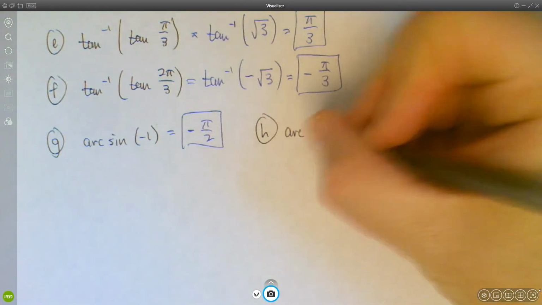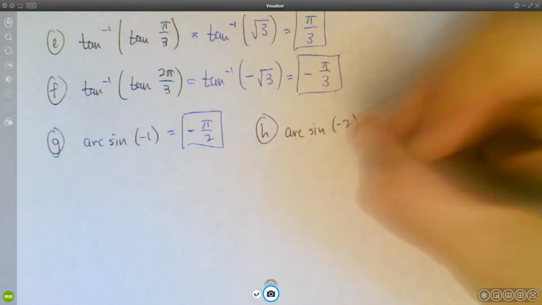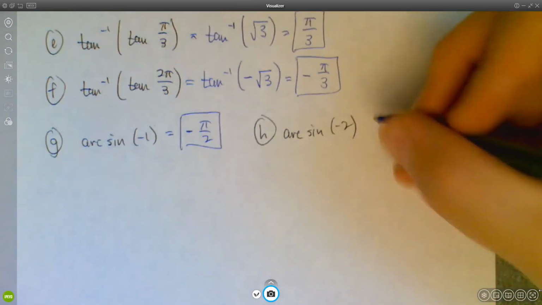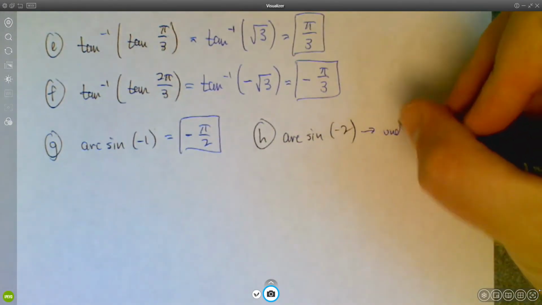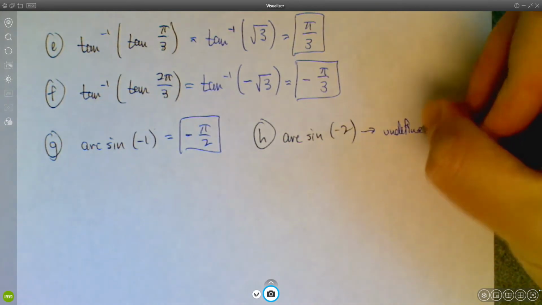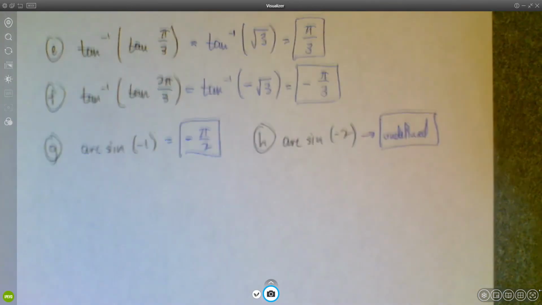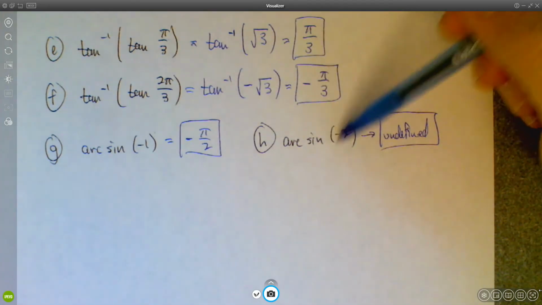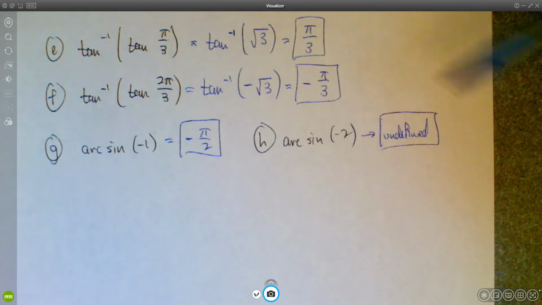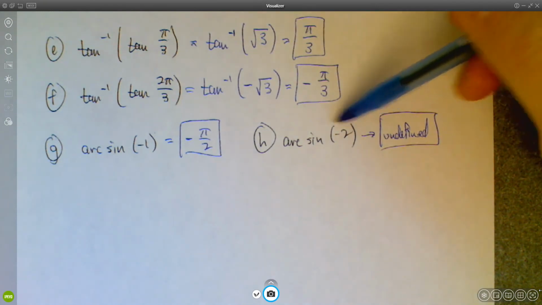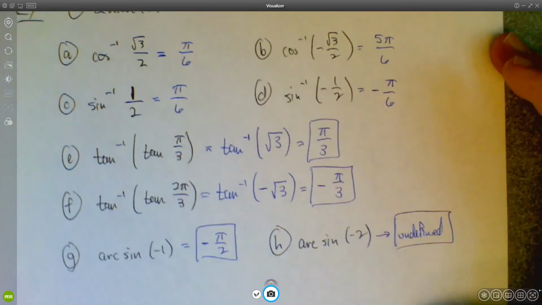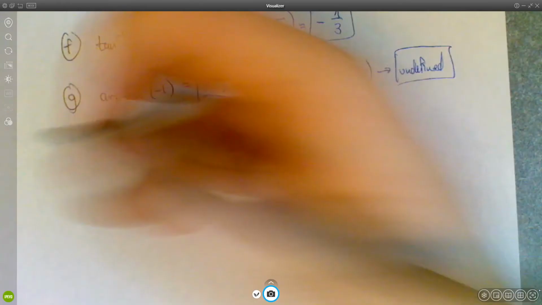But let's say that you had something that said arc sine of -2. Now for that one, you should just get undefined, because sine lives between -1 and 1. So sine inverse, the inputs have to be between -1 and 1. -2 is outside of the range of the sine function, so this thing is undefined. Okay, so that's that.